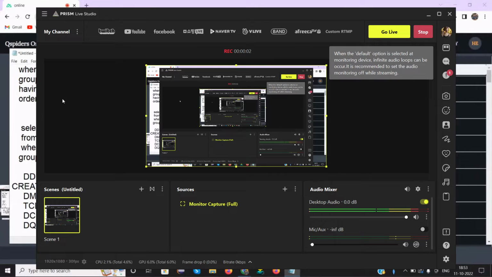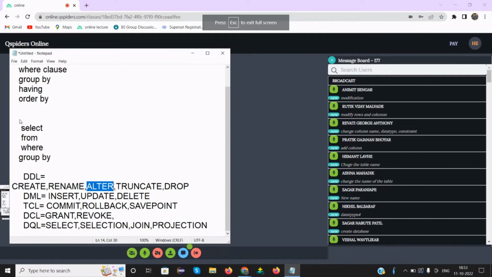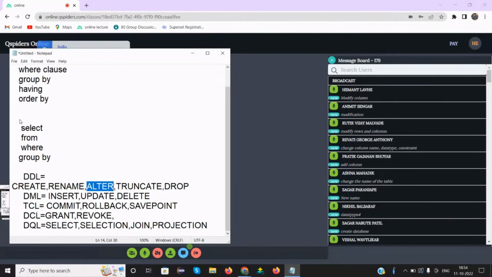Delete the column, drop or delete the column, then change the data type and change the constraint. These five operations we can do with the ALTER: adding the column, deleting the column, renaming the column, changing the data type, and changing the constraint. Make sure that you guys know about these five operations.